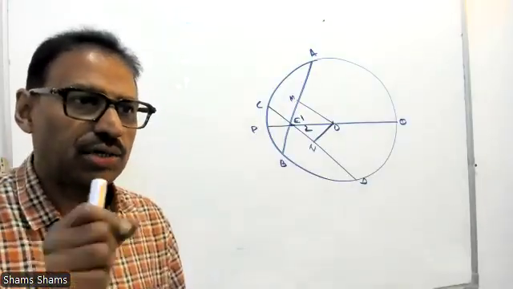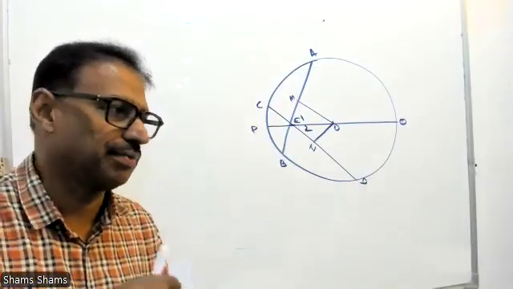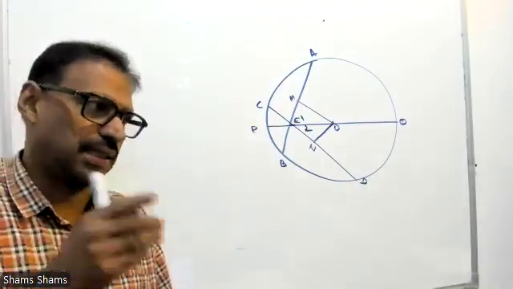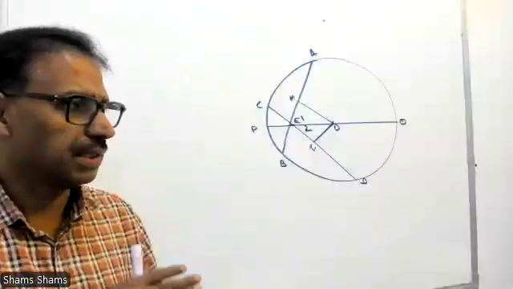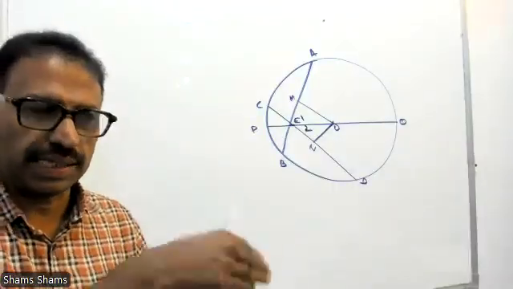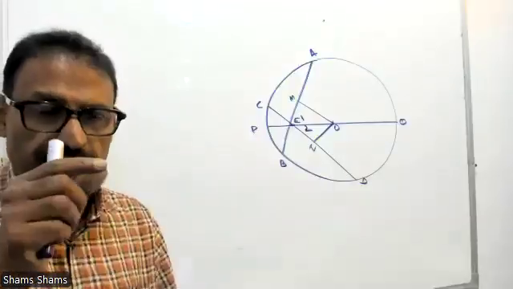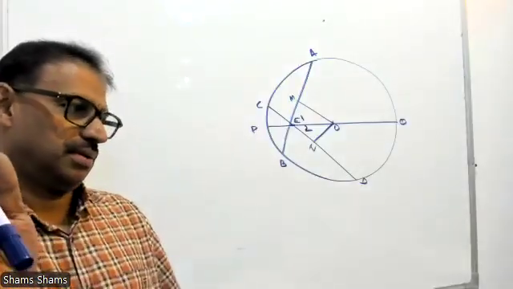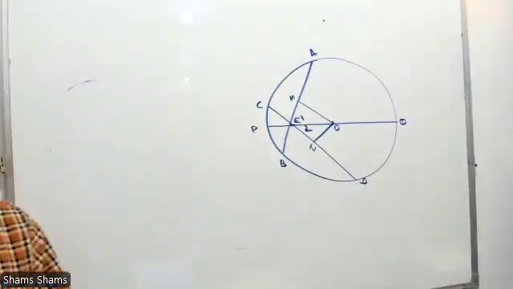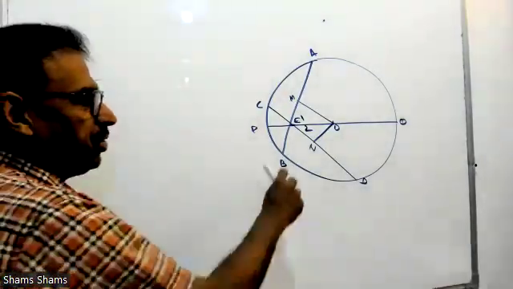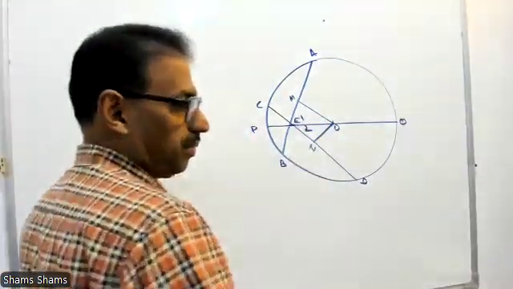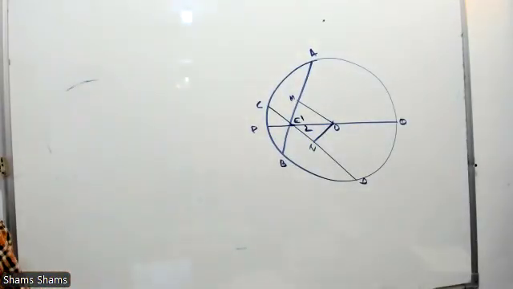Then we can write what? Equal chords are equal distance from the center. This is the converse: if the distances are equal, the chords are also equal. Right? How to show this time? Show these triangles are congruent. That's why congruency is everywhere.